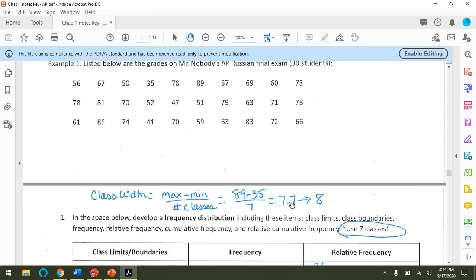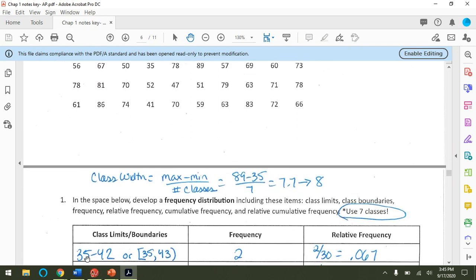And then what I do is I start at my minimum. If my minimum is 35, then my first class limit is going to be, if I count, 35, 36, 37, 38, 39, 40, 41, 42. I literally just count on my fingers to get my 8 spots. So you'll see I did 35 to 42. Another way you can write it is with a closed bracket of 35 and then an open bracket of 43, meaning it starts at 35 and goes up to but doesn't include 43.